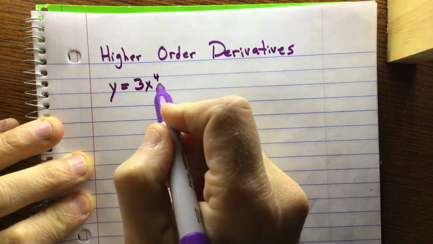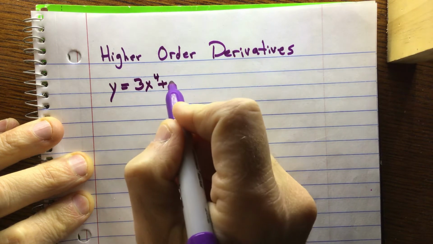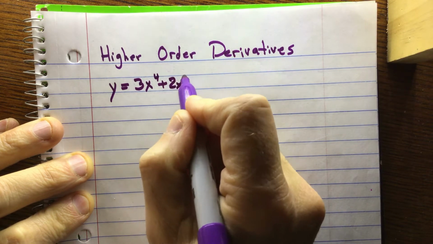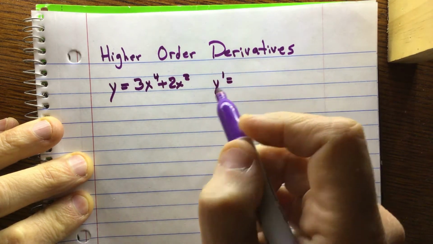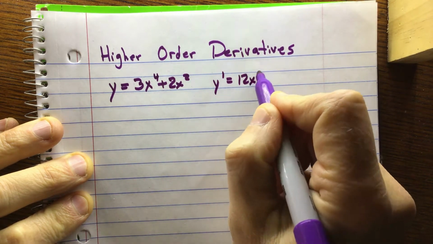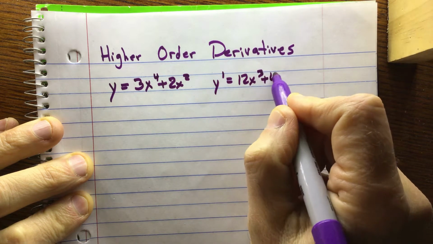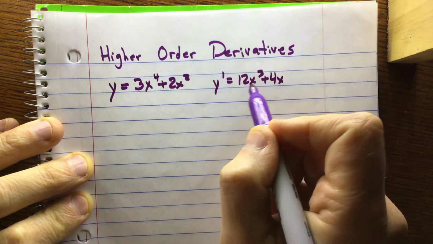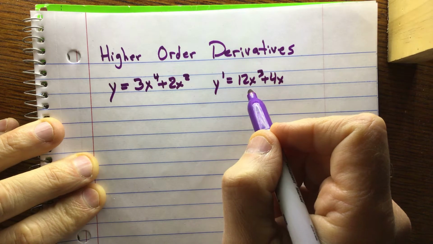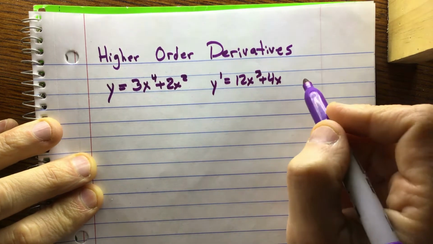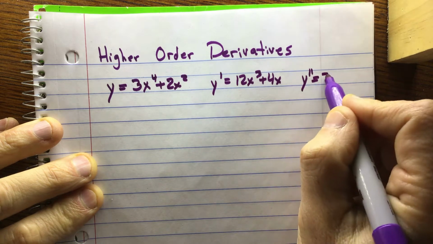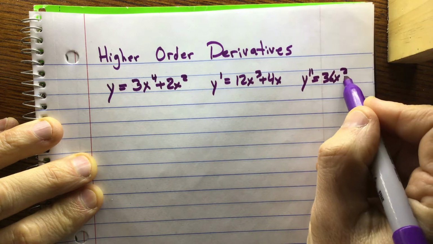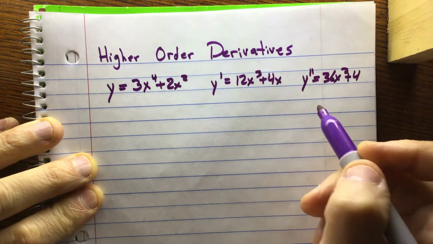So we had something like y equals 3x to the fourth plus 2x squared. y prime is its derivative, which we know is 12x to the third plus 4x. And you can see that the derivative is itself a function. Then we can take the derivative of that, and we call that the second derivative. In this case, it would be 36x squared plus 4. And so on and so on.